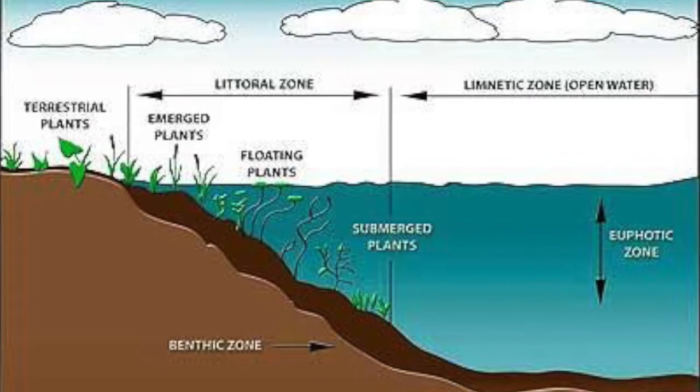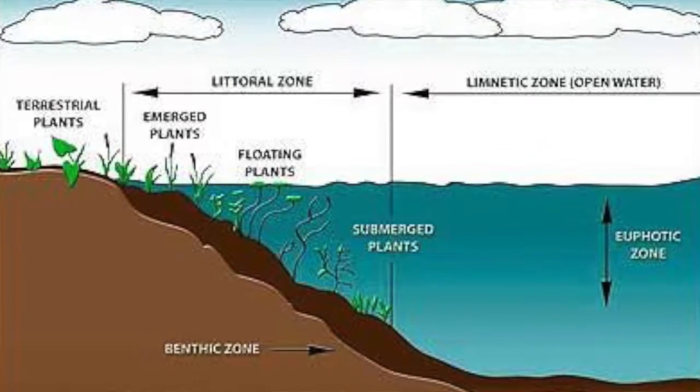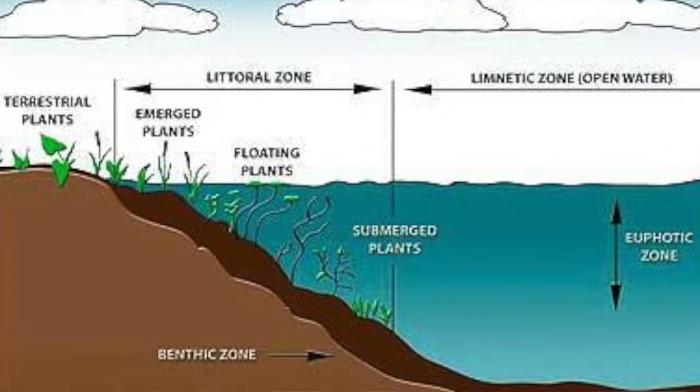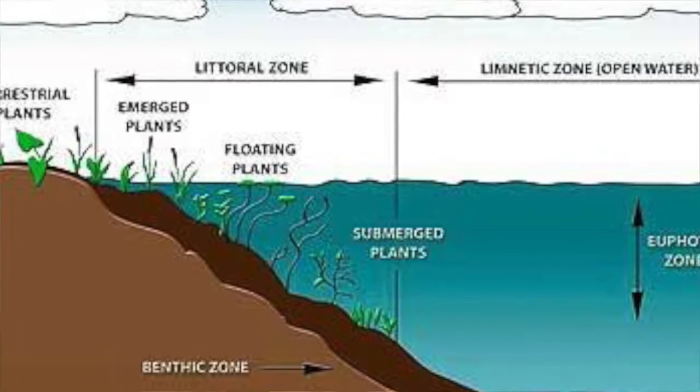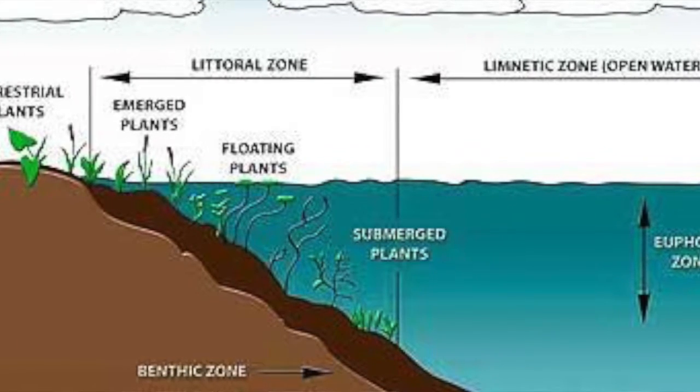Under the littoral life zone, there is a limnetic life zone. This is a zone on the surface of the lake extending to the depth where the sunlight penetrates. Depending on the available nutrients, it contains phytoplankton, zooplankton, and various fish species.